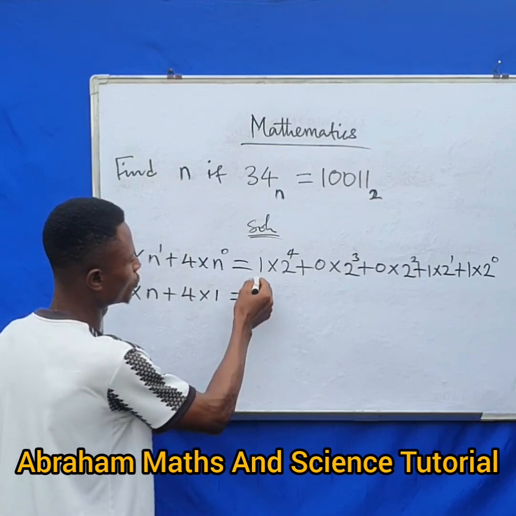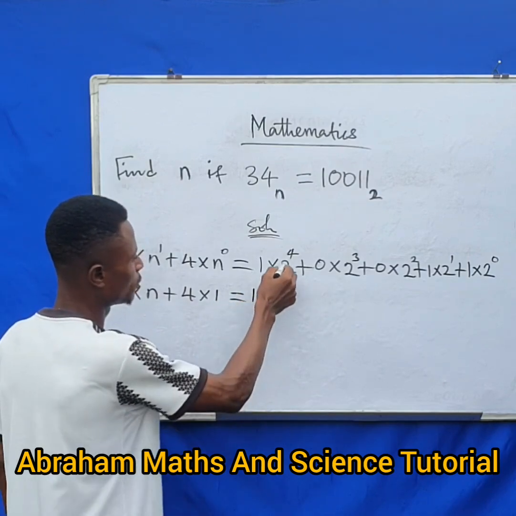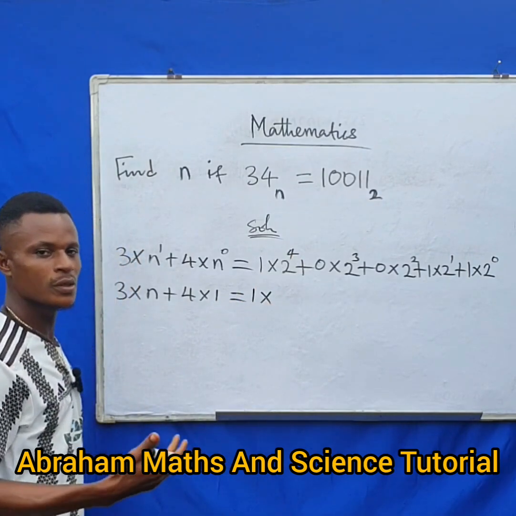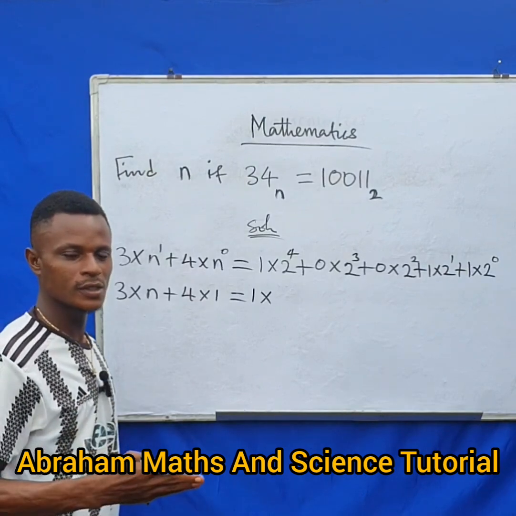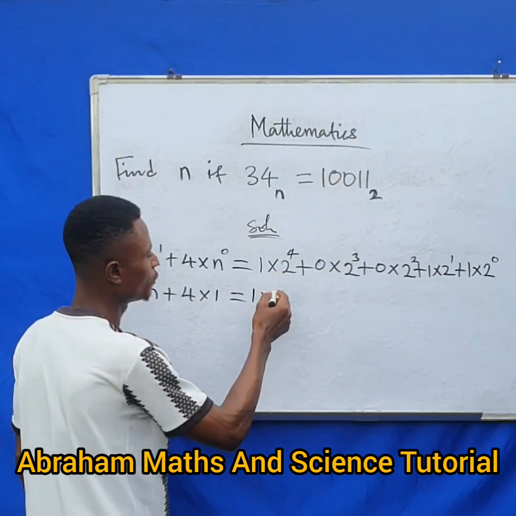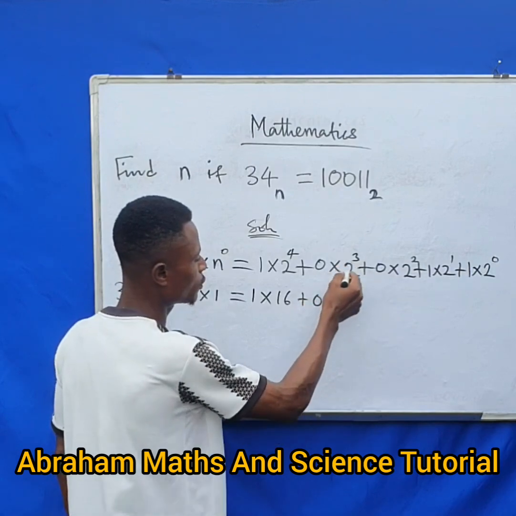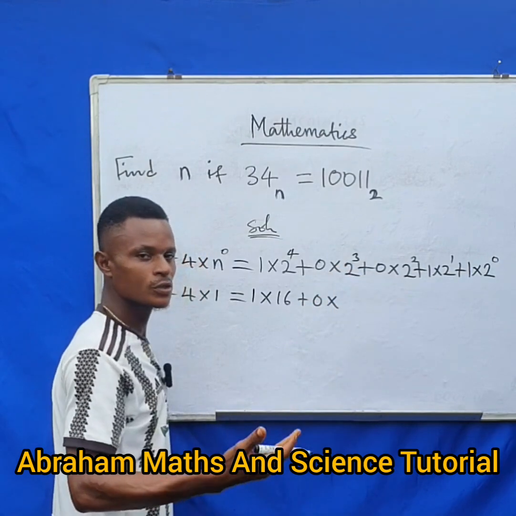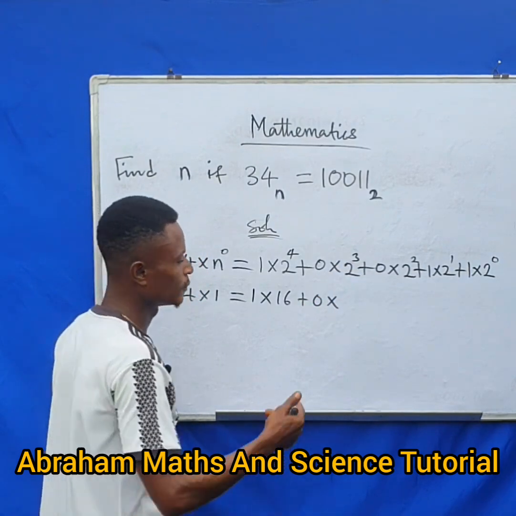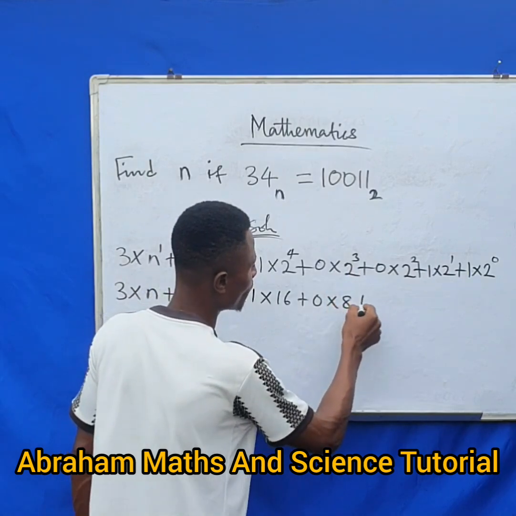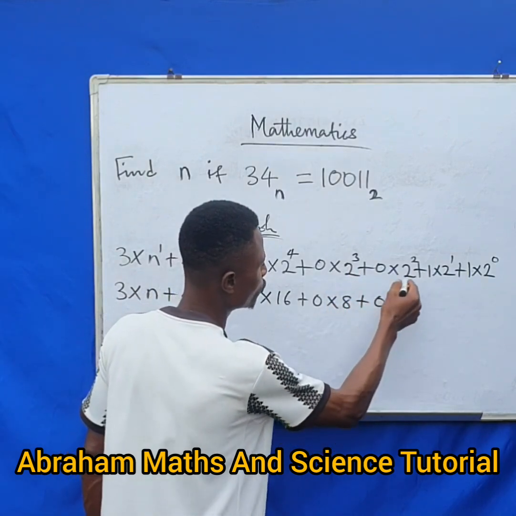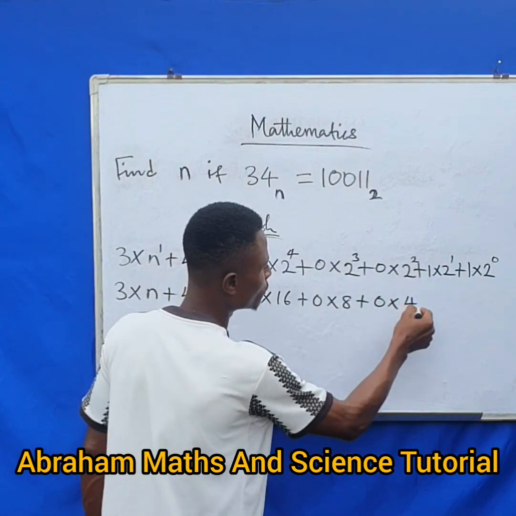And equal to 1 times 2 raised to the power of 4, which means 2 times 2 times 2 times 2, into 4 places, which is 16. In place of this, I'll put 16. And plus 0 times 2 raised to the power of 3, 2 times 2 times 2, into 3 places, which is 8. In place of this, I'll put 8. Plus 0 times 2 raised to the power of 2 is 4.